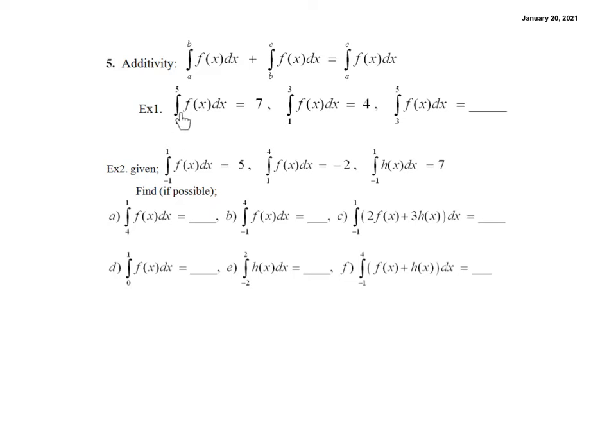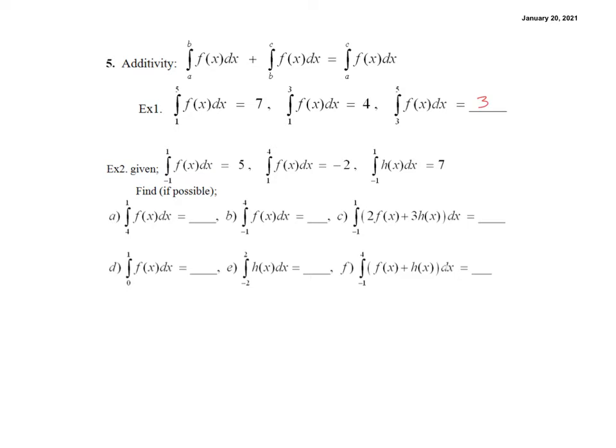So here's an example. The integral from 1 to 5 of f of x dx is 7. The integral from 1 to 3 of f of x dx is 4. So if you go then from 3 to 5, that value is going to have to be 3. So the total thing will add up to 7.